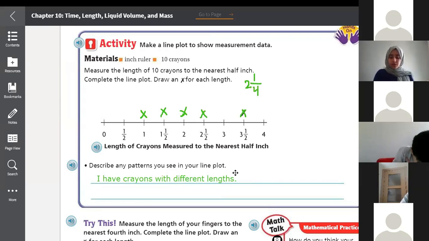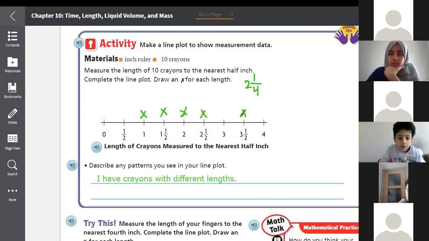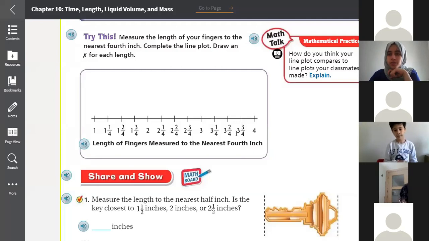And if you have a different answer, you can take a picture of it and send it to me. If you're using, for example, pencils, they might be longer than crayons, so your answers might be a little different. Or if you're using erasers, they might be shorter than crayons. So this is just to show how measuring can help us know how long something is.